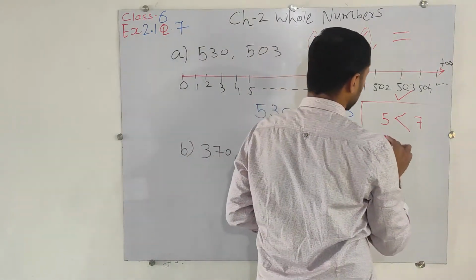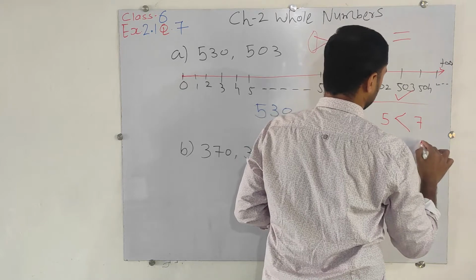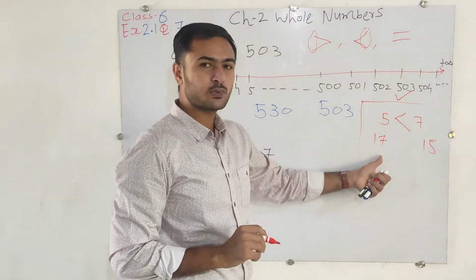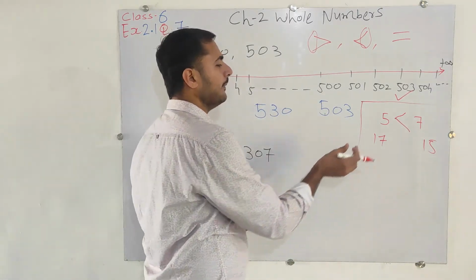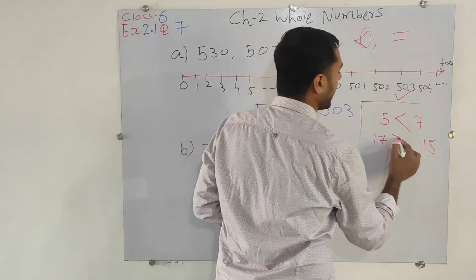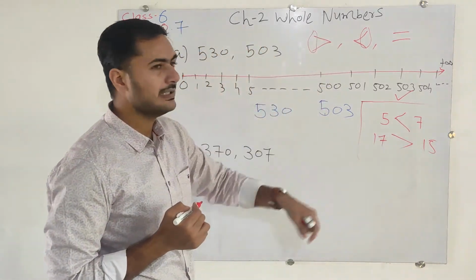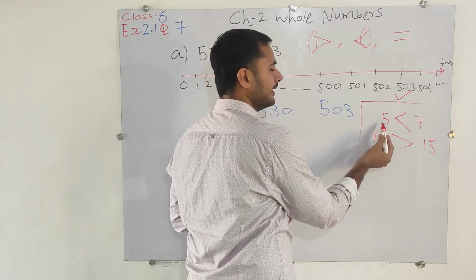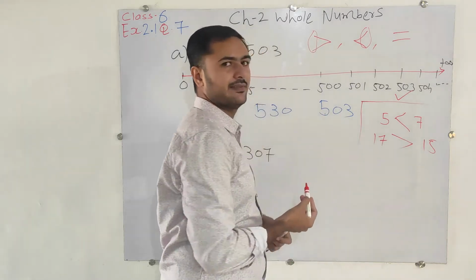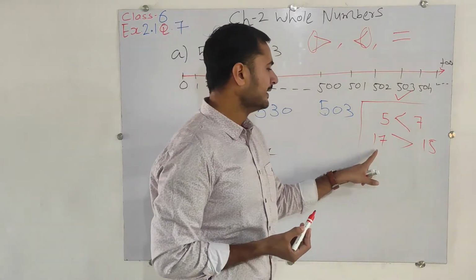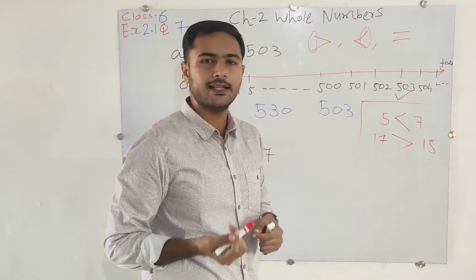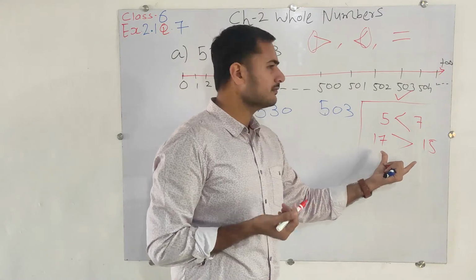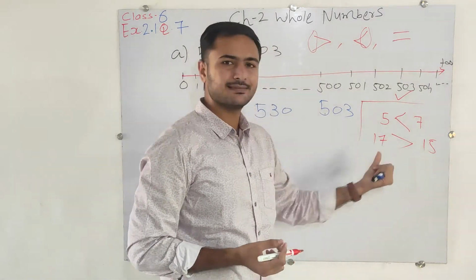Now one more example, like 17 and 15. Again see, which is the greater one? This one is the greater one. It means we have to put the greater side on this side. So I will write like this, and that sign is the greater than sign. How can we speak this? Here 5 is less than 7, and here 17 is greater than 15. This is how we can pronounce, or speak in statement form, the symbolic one.